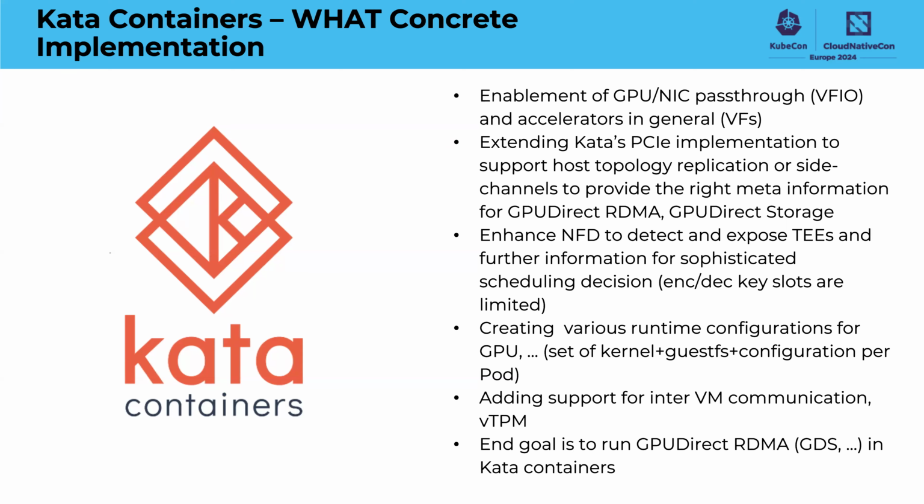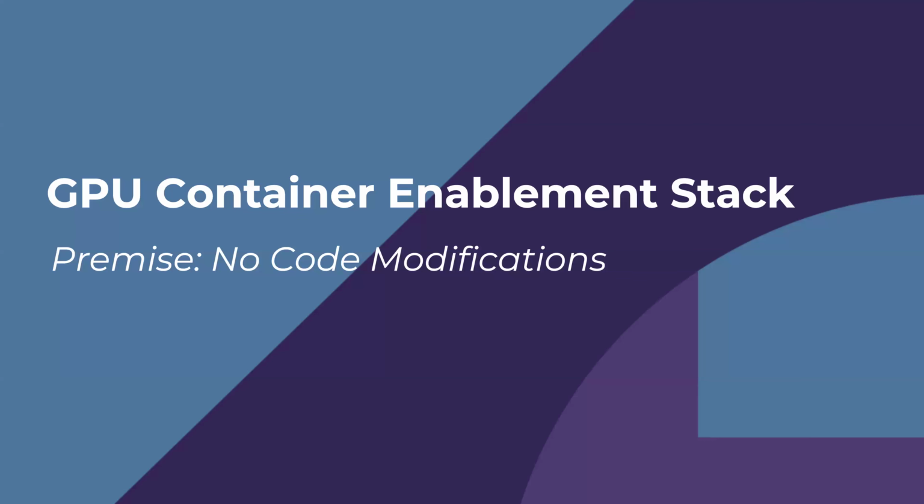We're adding more features like inter-VM communications and vTPM support, so that we can protect the measurements that we're doing in there for IMA or EVM, which is the file integrity mechanisms of the kernel. And really the end goal for Kata is to be able to run GPUdirect RDMA or GPUdirect storage in Kata containers in virtualized environments. So let's move on and let me explain a little bit about our GPU container enablement stack.